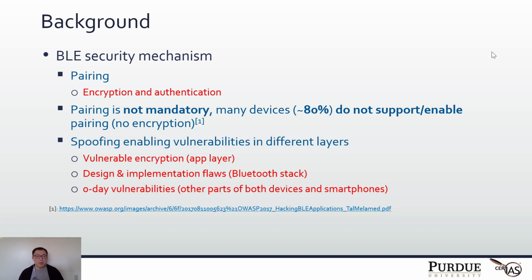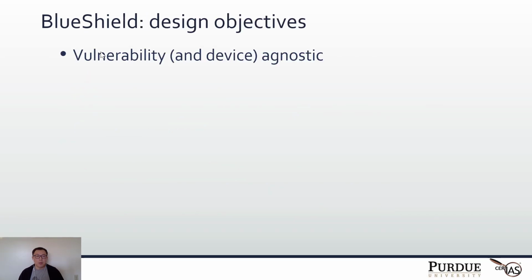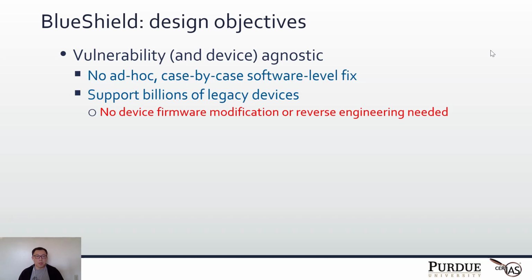To meet this need, we propose BlueShield. In order to be general, BlueShield needs to meet the following requirements. The first is that BlueShield needs to be vulnerability and device agnostic. That means BlueShield should provide general protection instead of case-by-case, device-by-device protection. Besides, BlueShield should support legacy devices that do not support firmware update or firmware modification.